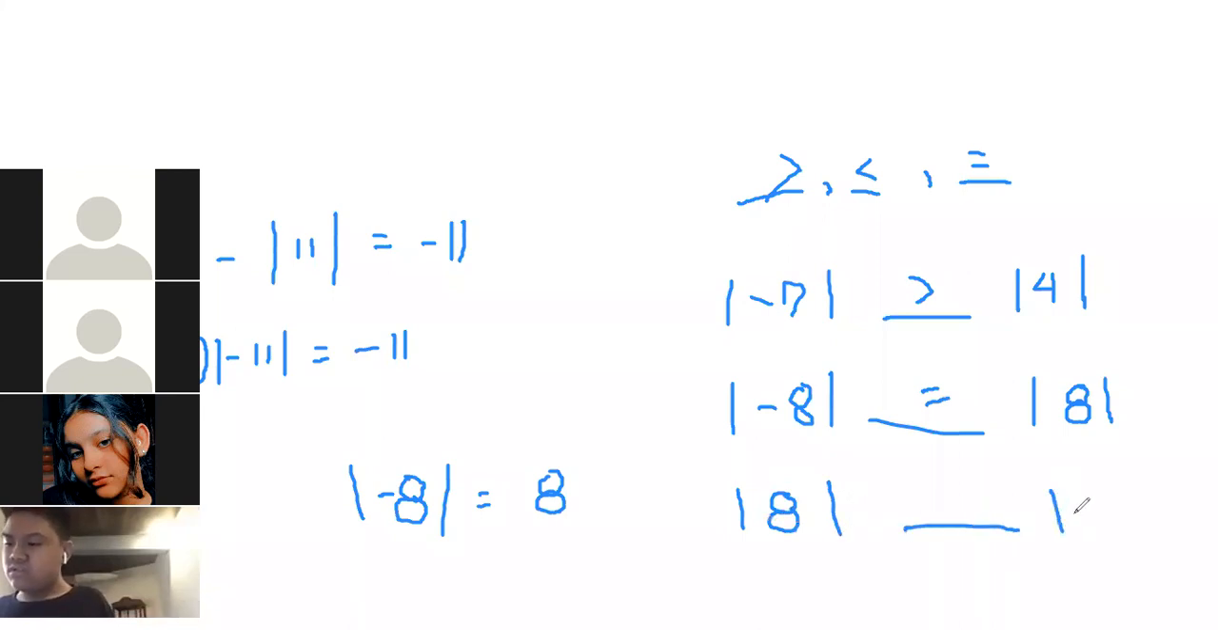Then, Teacher, mga equal. Kala ko po yung parang -7 plus 11, parang ganyan. Okay. Then, the absolute value of 8 and the absolute value of -9. What is it? Less than. Okay.